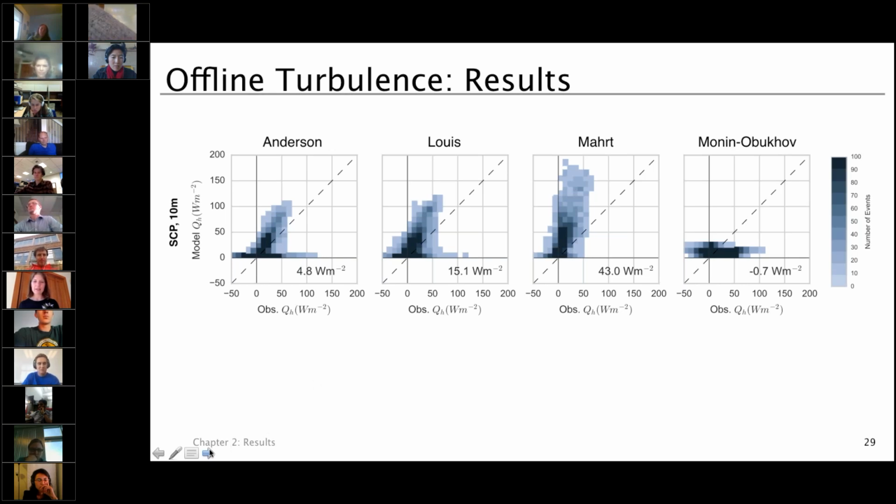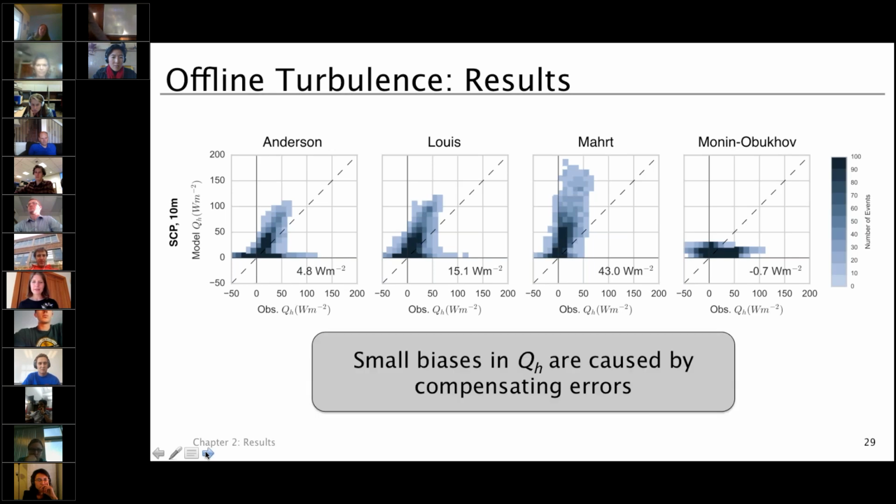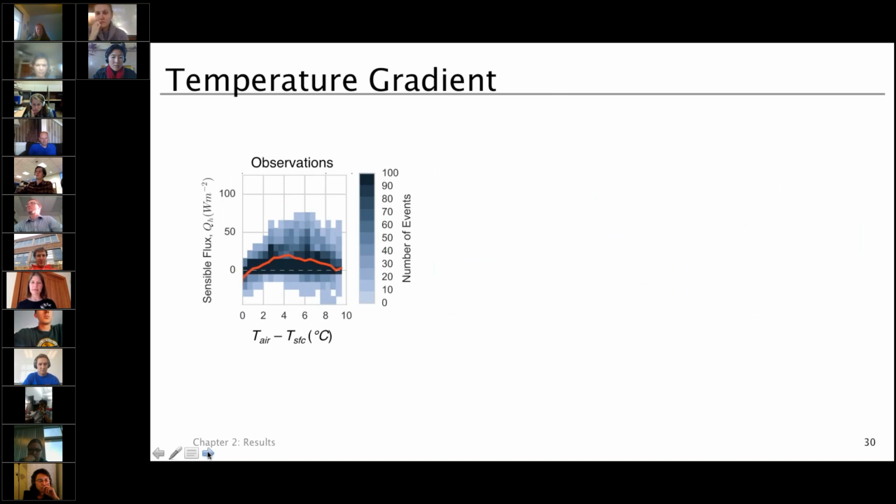It's the one that shut down entirely. So the first thing is the biases aren't that bad, but they're often caused by compensating errors, right? It doesn't seem to be getting the physics right or getting the right answer for the right reasons.